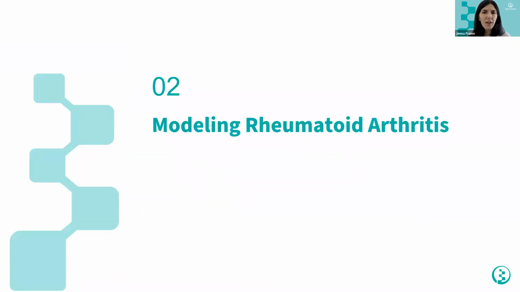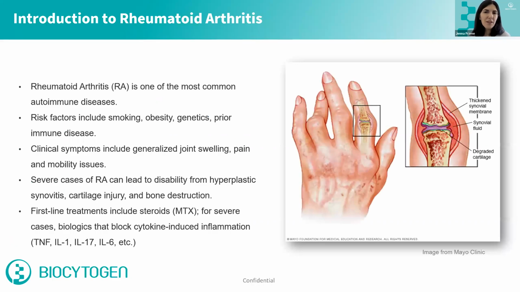So the next disease model that I'll introduce is a rheumatoid arthritis model. So rheumatoid arthritis is among the most common autoimmune diseases, and its clinical symptoms mainly include generalized joint swelling, pain, and mobility issues. Severe cases of RA can lead to disability, as evidenced by hyperplastic synovitis, cartilage injury, and bone structure loss. First-line treatments for the disease include steroids, and for severe cases, biologics that block cytokine-induced inflammation.